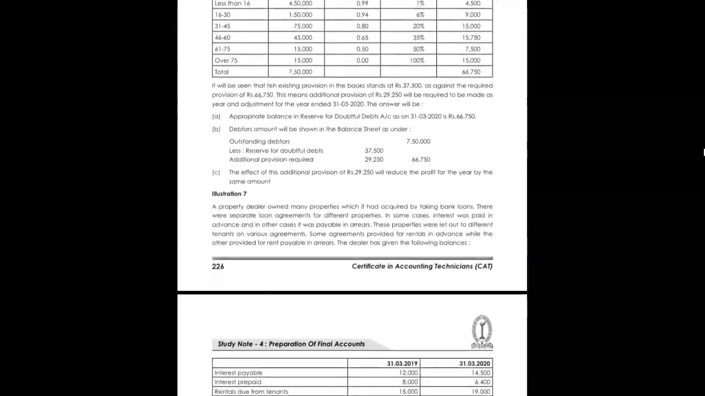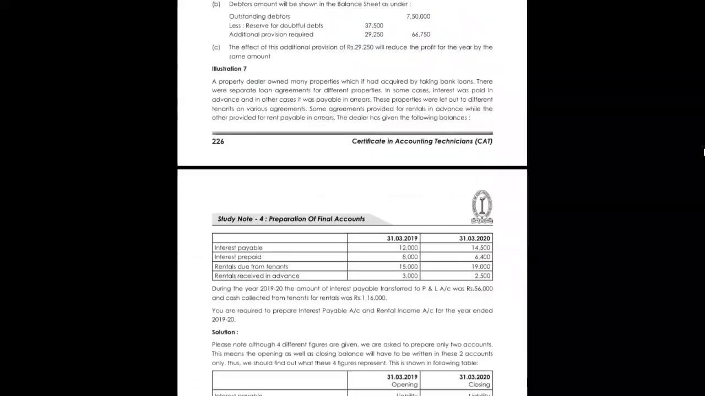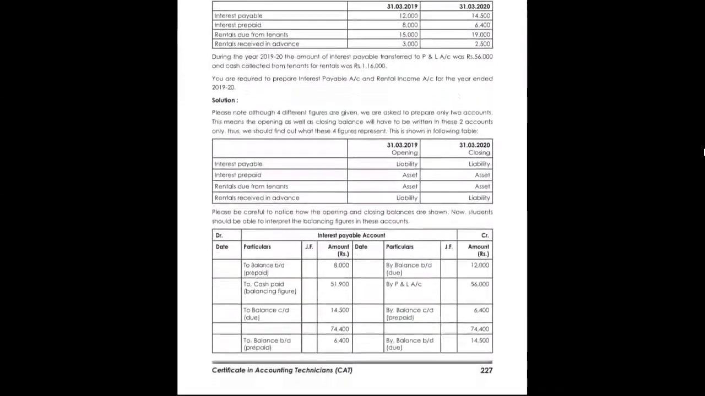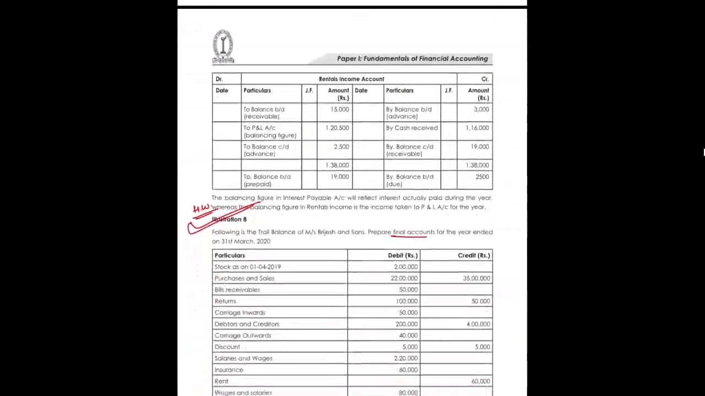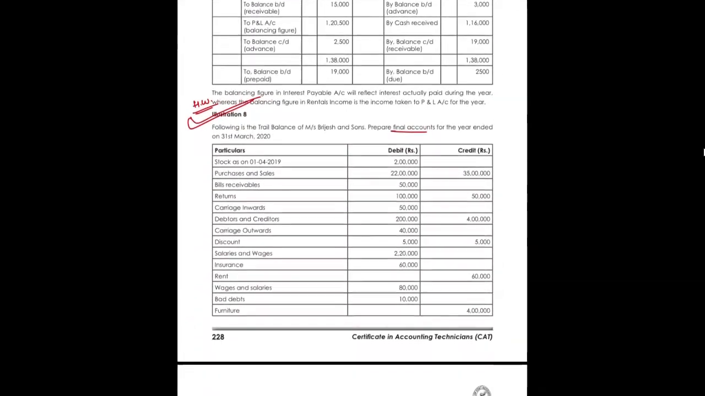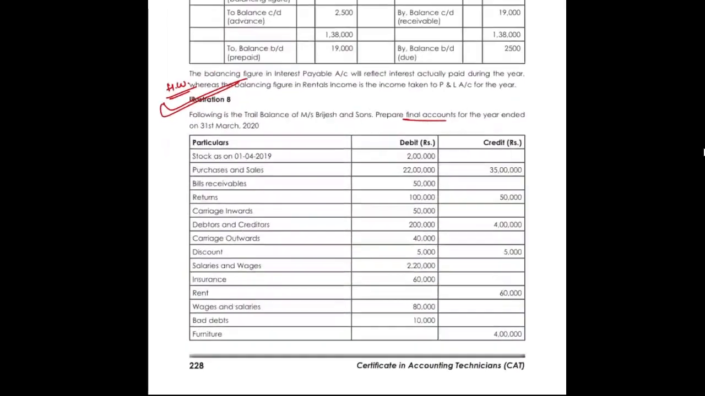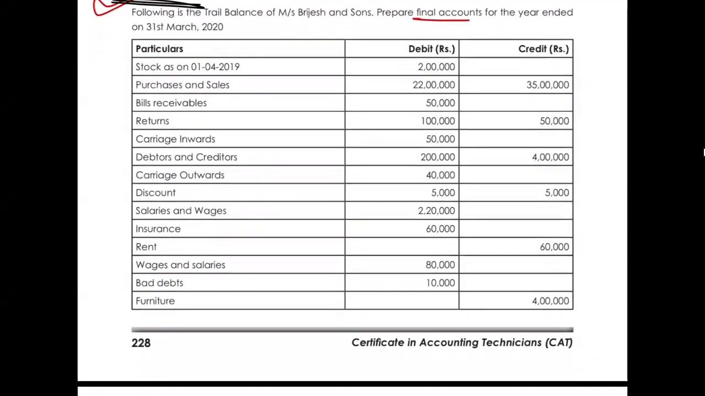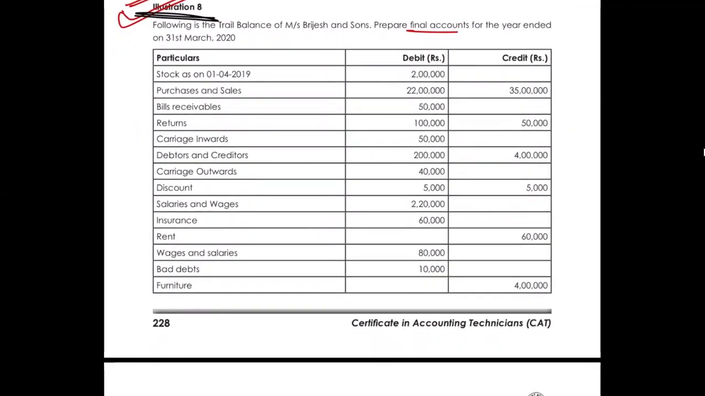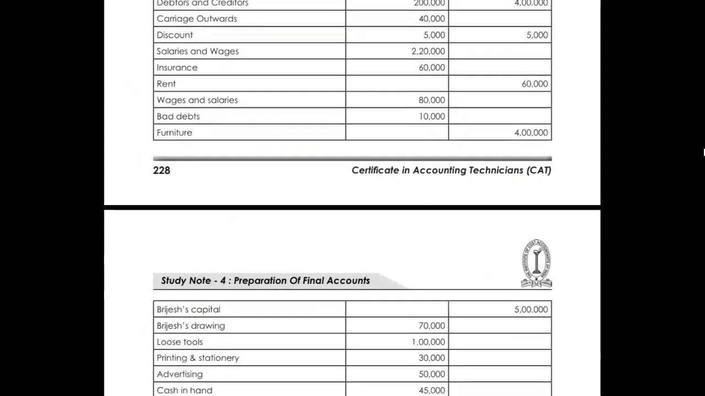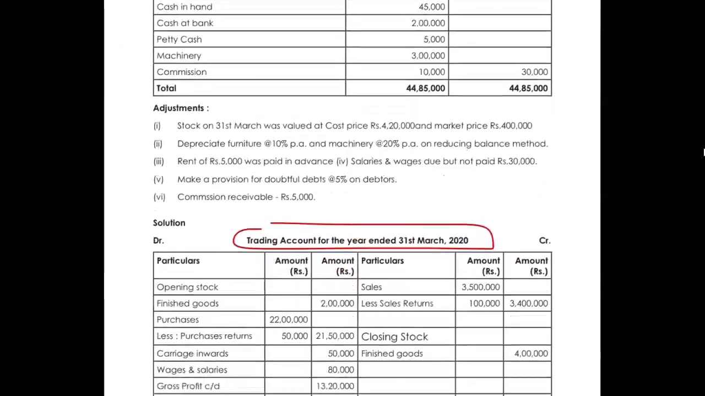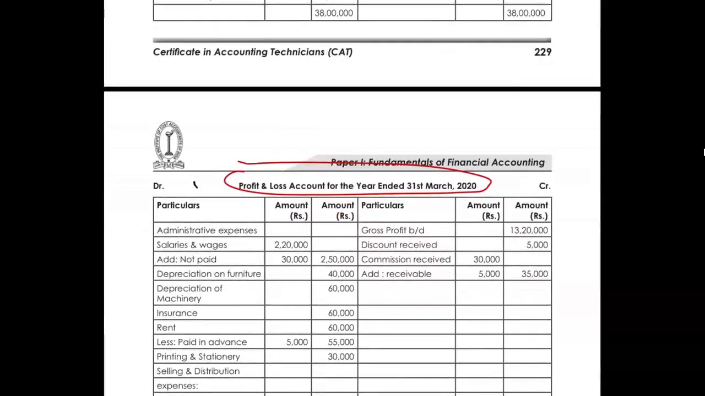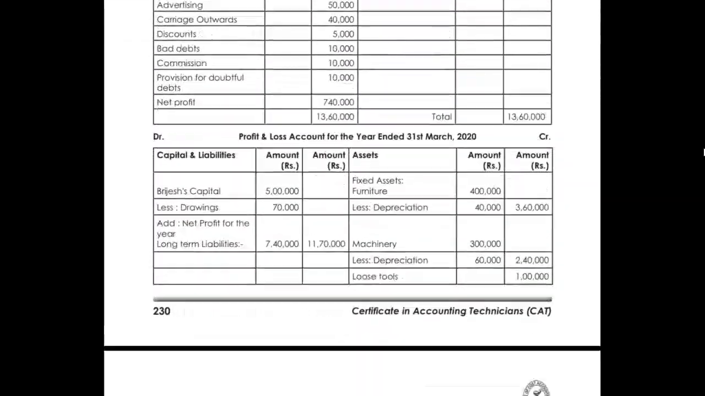One I have already given you in homework, that was illustration number 8. There I asked you to prepare the final accounts based on the following particulars. So you needed to prepare the trading account, profit and loss account, and there was a profit and loss appropriation account as well. This you might not have prepared, but now you know the P&L appropriation, the profit will come over there, and then you can prepare the P&L appropriation account.